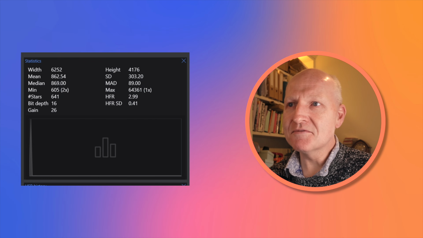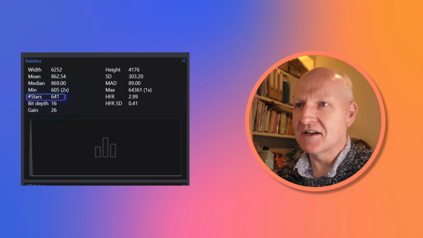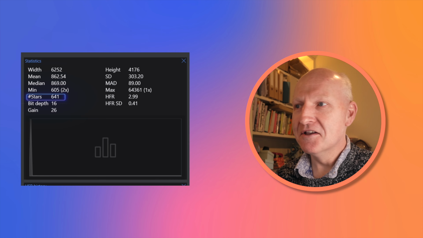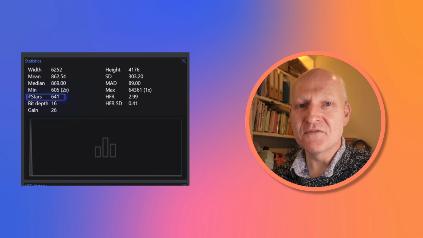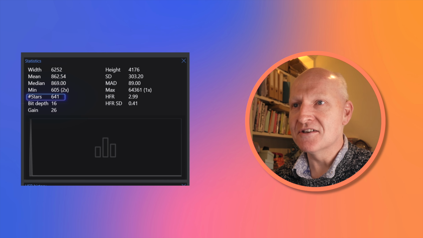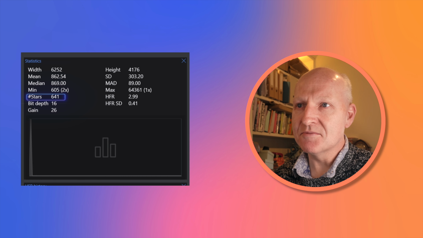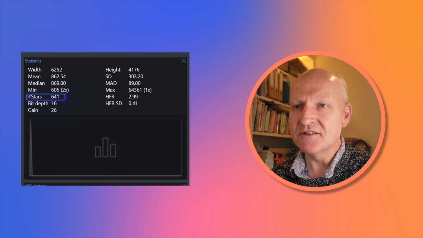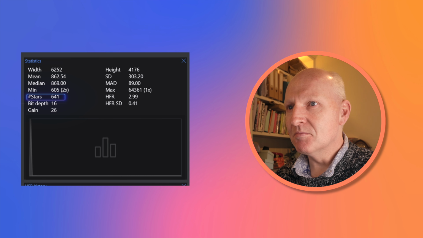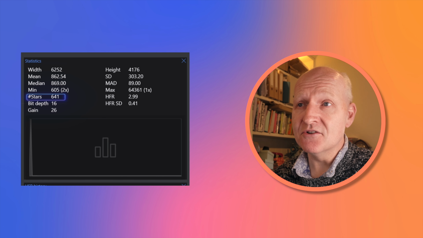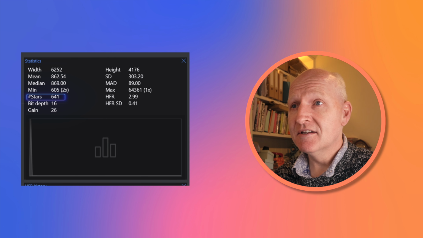And then finally, we've got stars with the hashtag. I love that. It's like you're texting someone, hashtag stars. But all that means is the number of stars that the sensor has picked up in your image. In our case, 641 stars have been picked up. And this does depend obviously on what you're imaging and how dense the star field is. But it's a good indicator of whether you're exposing for a reasonable amount of time, or whether the seeing is good, or whether the clouds have rolled in.